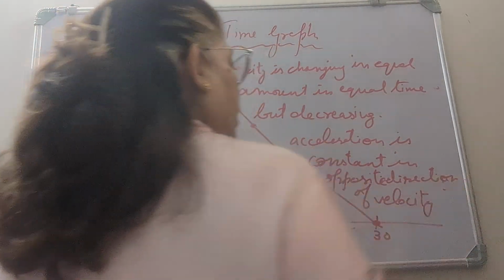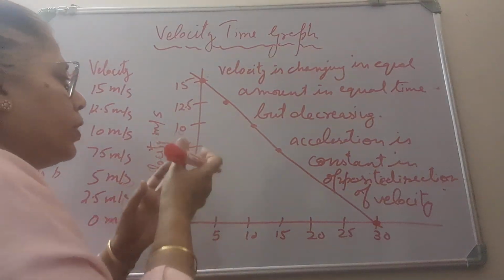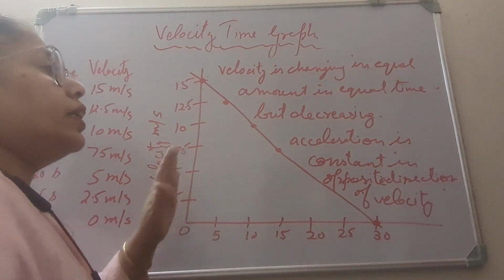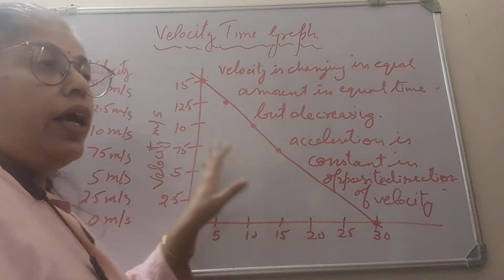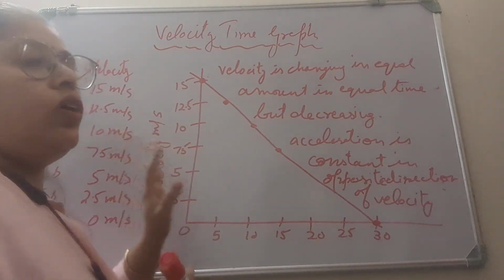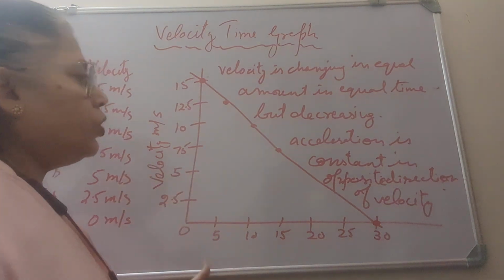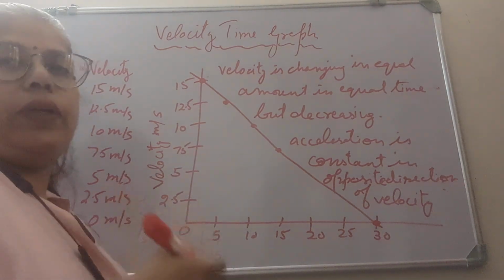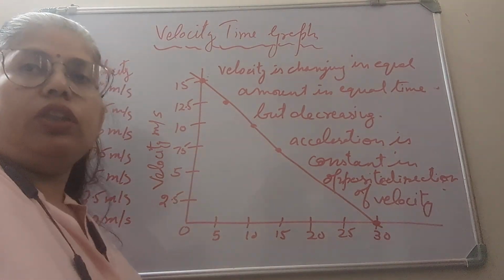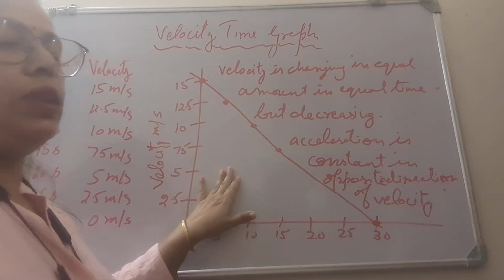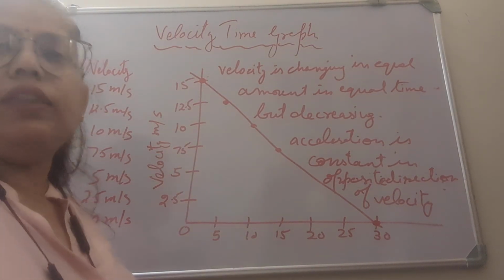Now, can we determine something from this graph? Yes, we can determine the acceleration from this graph, and from this graph only we can also determine the displacement of the object. In the next video, we will study how we can determine the displacement and acceleration in these graphs.